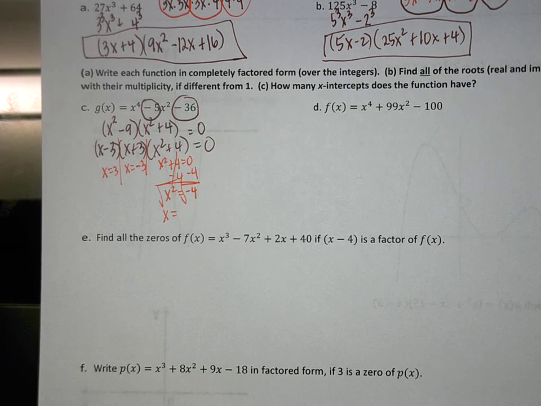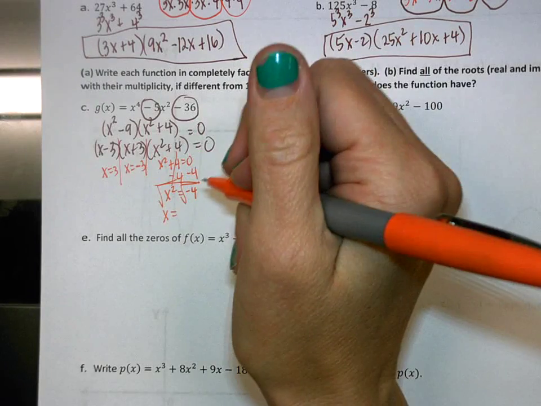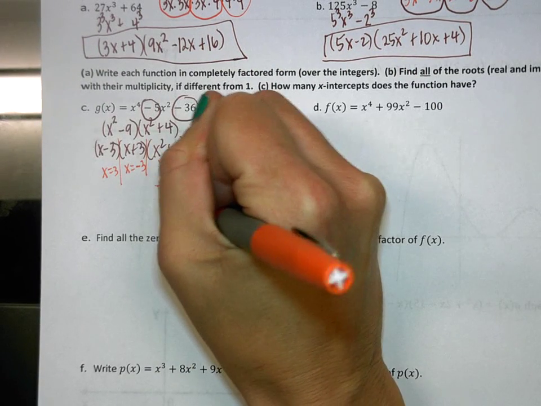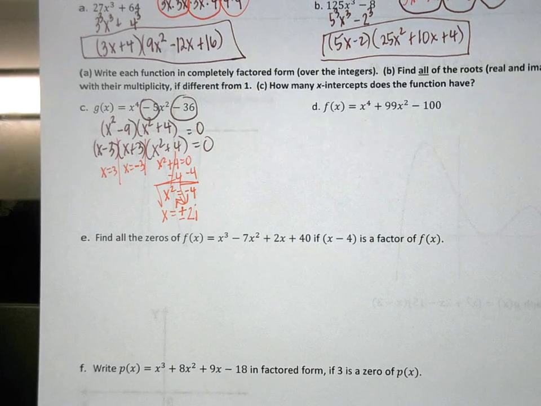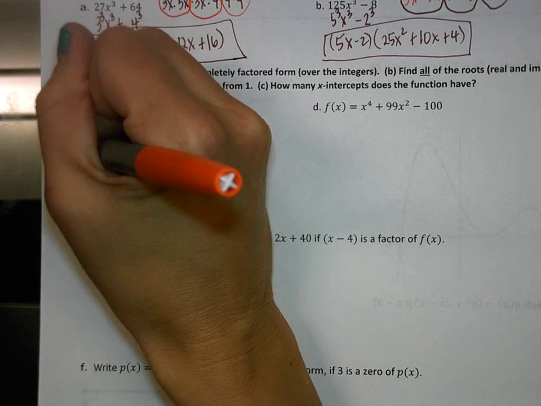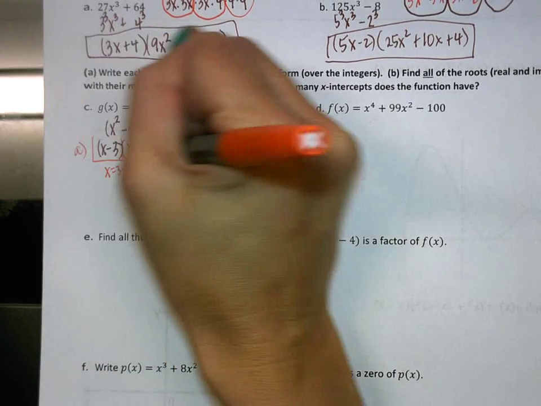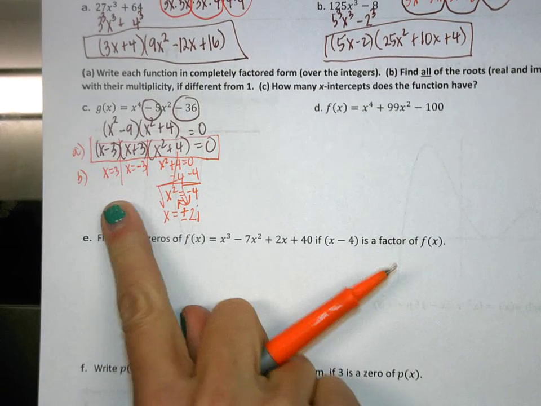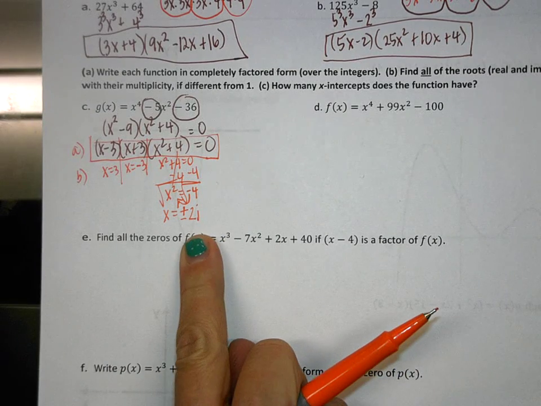So it's plus or minus the square root of negative 4, which is plus or minus 2i. Good, because the negative would come out as an i, and you can break 4 down to 2 and 2. So we get plus or minus 2i. This was my answer for A. These are my answers for B: negative 3, positive 3, plus or minus 2i.